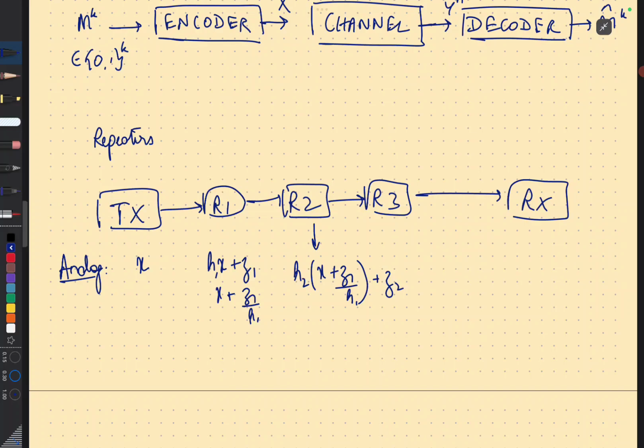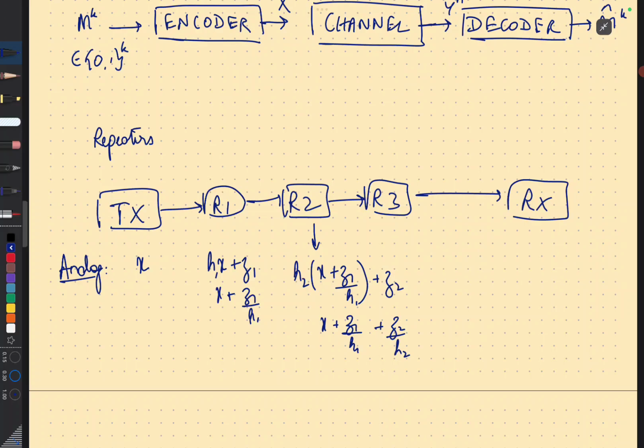Right, so it gets h2 times the signal transmitted by repeater 1 plus some noise. Now what repeater 2 can do is basically amplify again. So maybe it sends x plus z1 by h1 plus z2 by h2. Basically, it multiplies by 1 by h2. Right? And so on. This is basically what each repeater does.